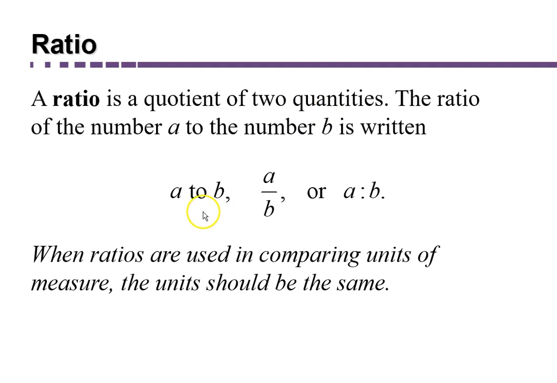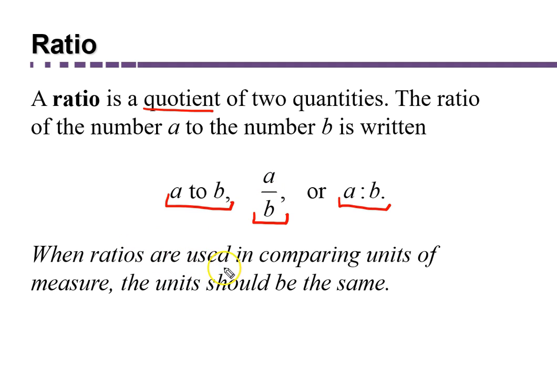And they're showing you three ways to write a ratio. This is one way, this is another, and this is a third way. You want to have these in your notes. Now, a ratio is a quotient. And the best way to describe a quotient is as a fraction that we mentioned earlier.